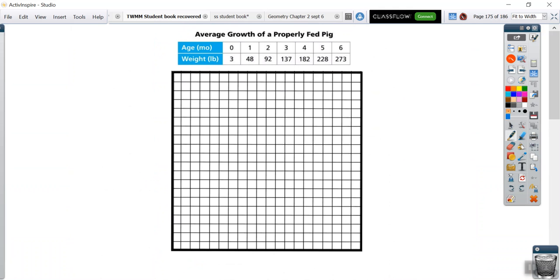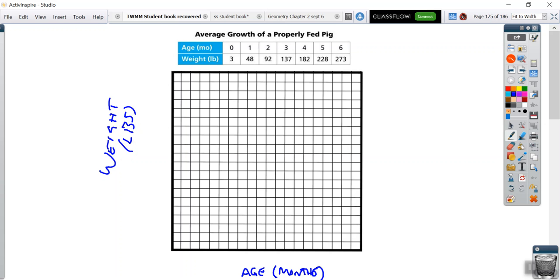All right, so here we go. Properly fed pig. The first thing I'm going to do is assign variables on the axes. I know whatever variable is listed first in the table is going to be the independent variable, so it goes on the x-axis. So age has to go down here, and this really does need to be the first thing that you do. So age, and we're talking about months. Which means that weight must go on the y-axis, and this is in pounds.